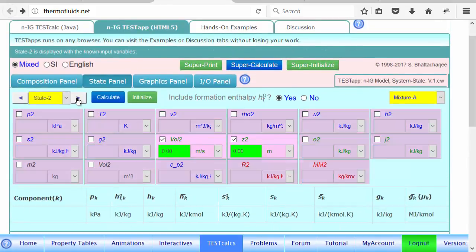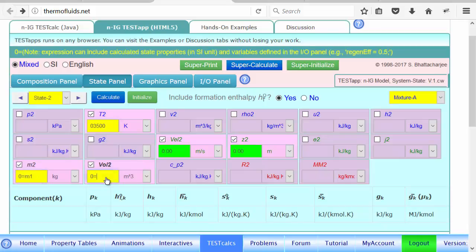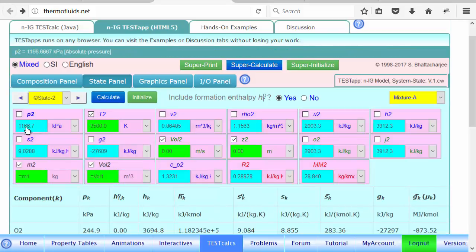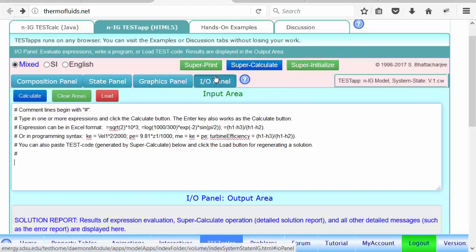Okay, you go to state 2, again it is the same mixture. We don't worry about that. Oh, sorry, we don't know the pressure, but the temperature is known, 3500 Kelvin. And mass is equal and volume is equal. And that gives us the pressure exactly the same. And of course, the answer must be identical to the binary mixture model, because nothing really changed.